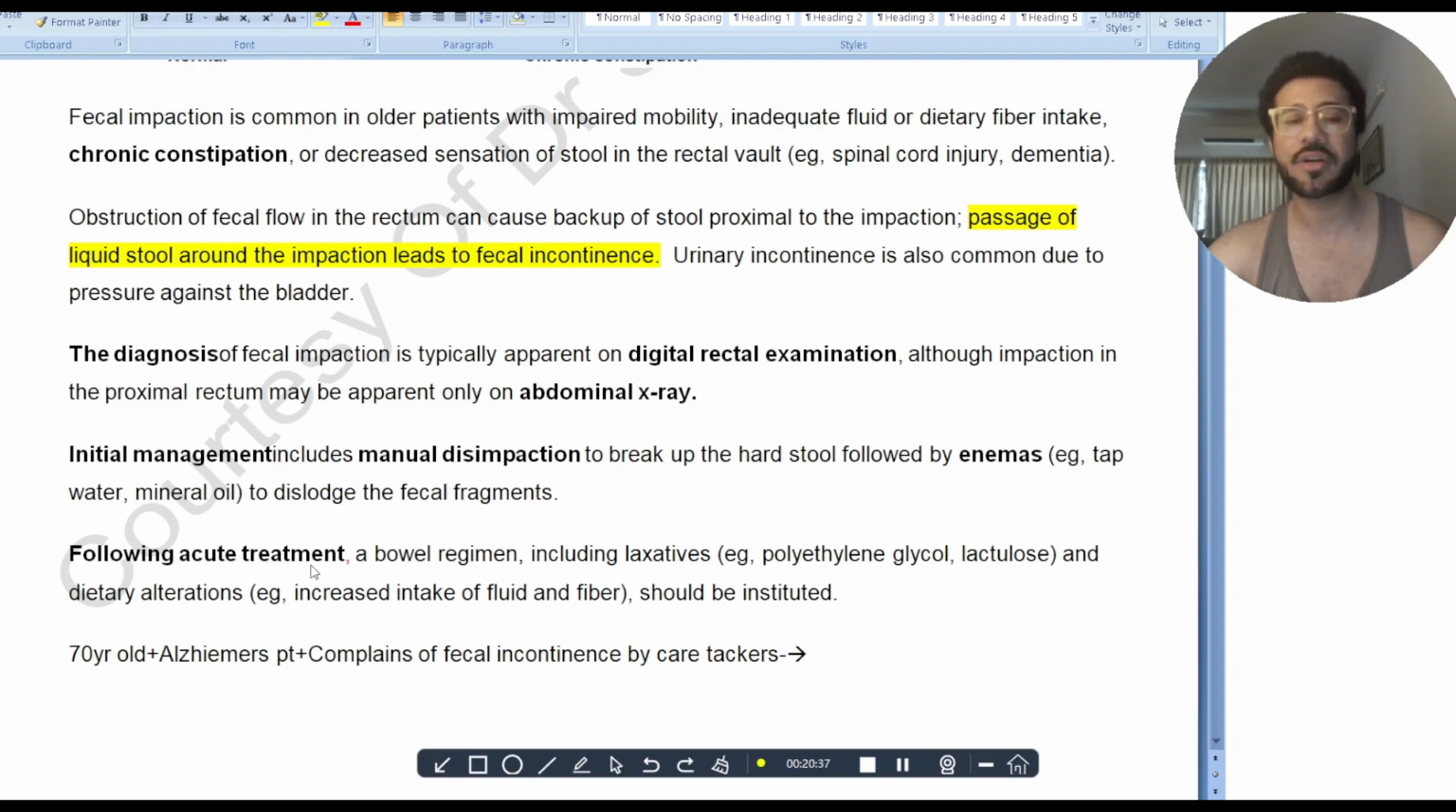Following acute treatment, a bowel regimen including laxatives. So after the fecal impaction is treated, you're going to make sure that the patient does not get constipation again, and you're going to give the patient laxatives such as polyethylene glycol, lactulose, and dietary alterations. You're going to increase fiber intake and ask the patient to be more mobile.